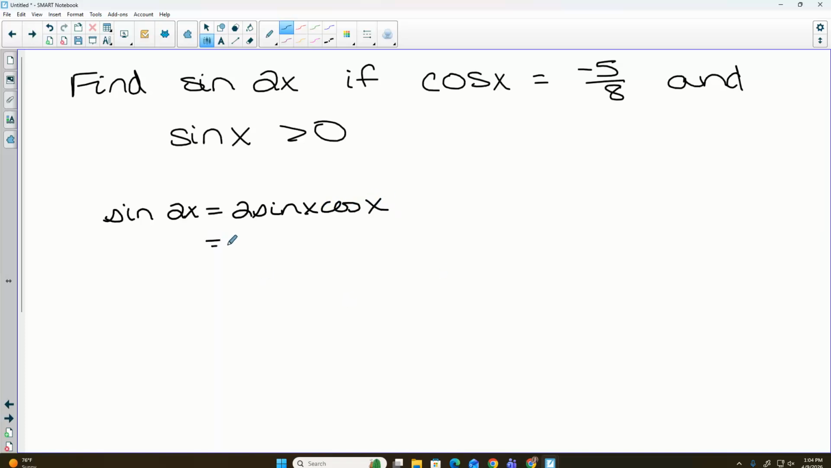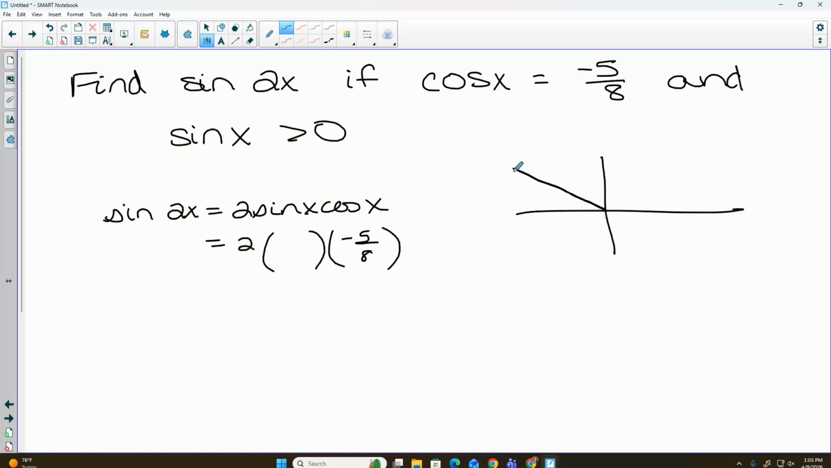So I'm just using that formula, but the problem is I don't know sine x. I know cosine. How do I get my sine? Triangle. How do I know which quadrant? Cosine's negative, so I know that's either 2 or 3, but sine is positive, so that's quadrant 2. Okay, cosine adjacent over hypotenuse. So then how do we find our third side?